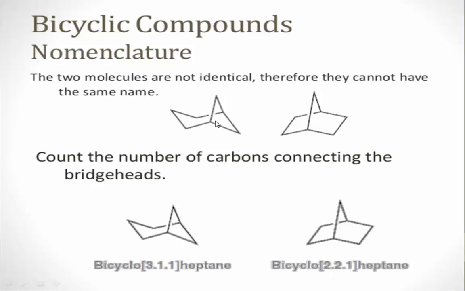While writing the name of bicyclic compounds, first we observe the bridgehead carbon atoms. Remember students, this carbon atom and this carbon atom are the bridgehead carbon atoms. What are these bridgehead carbon atoms? Remember, these carbon atoms hold all the cyclic structures.